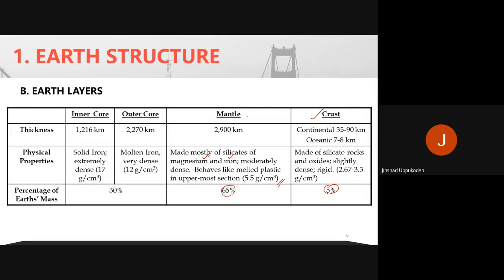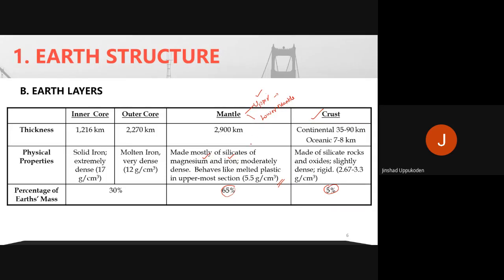The mantle is not shown here. It is divided into two parts: the upper mantle and the lower mantle. Earthquakes can occur either in the crust or in the upper mantle. No earthquakes will occur in the lower mantle. And then comes the core.